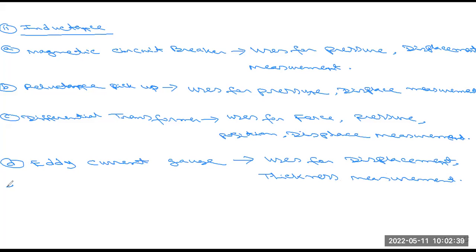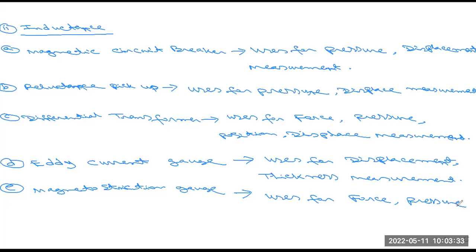Next, number five. This is the magnetostriction gauge. What is the principle of this magnetostriction gauge? It is a variation of magnetic properties by the pressure and stress also. So you use this magnetostriction gauge using the variation of the magnetic properties by pressure or stress. So it is used for force measurement, pressure measurement, sound measurement, etc.